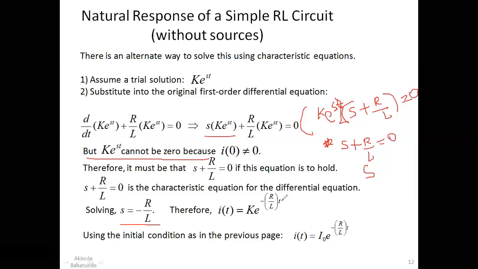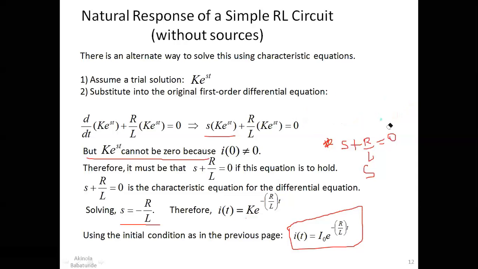All right, using the same initial conditions that we used in the previous discussion, you find out that your I of naught will also be equal to K. So you just replace this K with I naught, and that is the initial condition when t is 0. And then you have your final I of t, which is exactly what we obtained in the previous discussion.